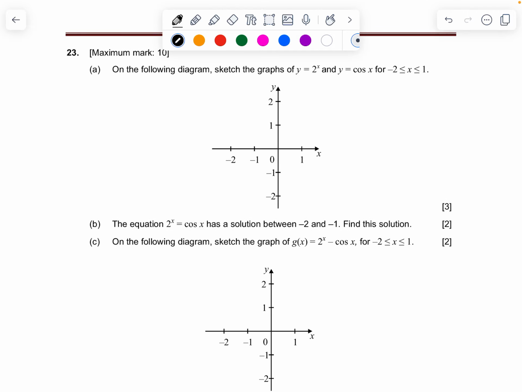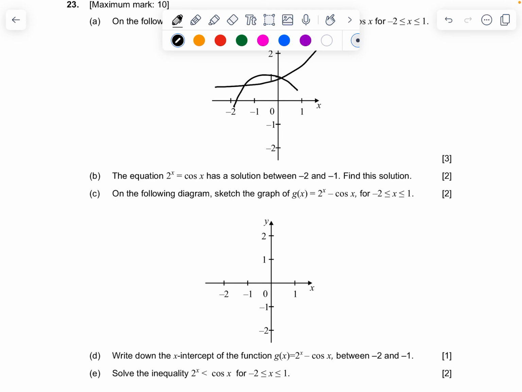Question number 23. On the following, 2 power x and cos x. 2 power x almost all goes in this way and cos x should be this way. If at all you can do that, that's going to be the approximate shape. The equation of 2 power x equal to cos x has a solution between minus 2 and minus 1. What is the solution? Use the graphing calculator. You should be getting the answer as negative 1.29.